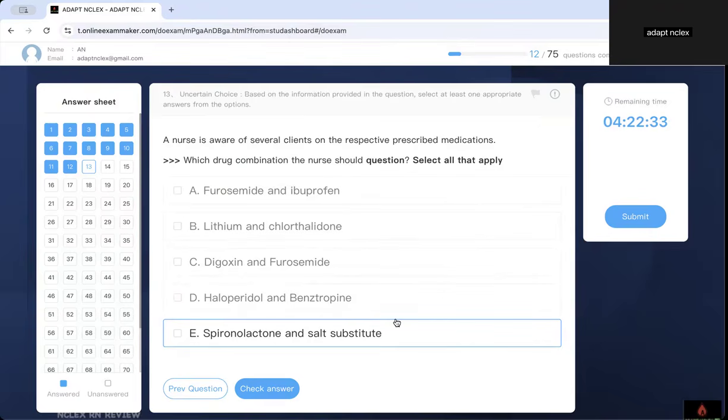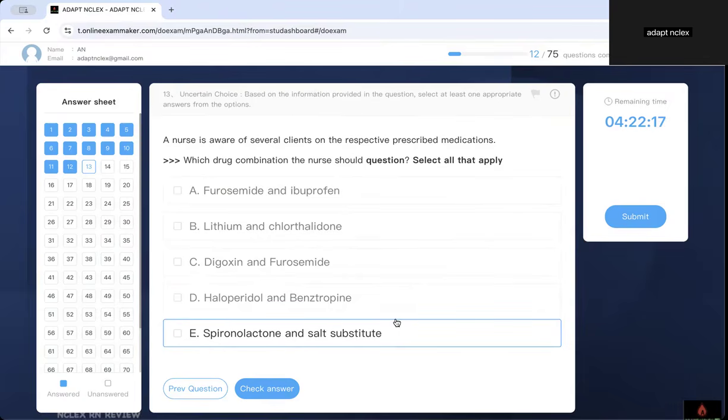And therefore, let's continue. A nurse is aware of several clients on their respective prescribed medications. Which drug combination should the nurse question? Select and apply. Which of these should you question? What do you think?